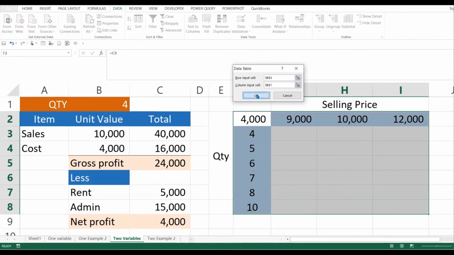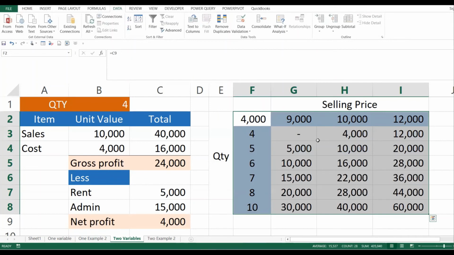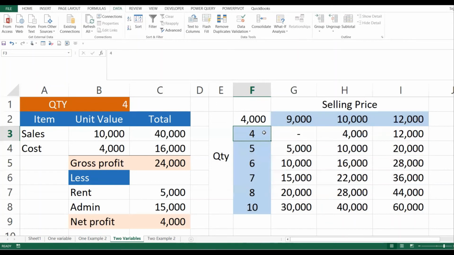So you say okay. Now when you say okay, it is populated. So it is telling me that if I sell 4 units at a price of 9,000, I'll get 0, assuming all other factors are constant. And I can test that by changing my selling price to 9,000 and my units to 4, which is already here. If I do that, you can see my net profit is 0.